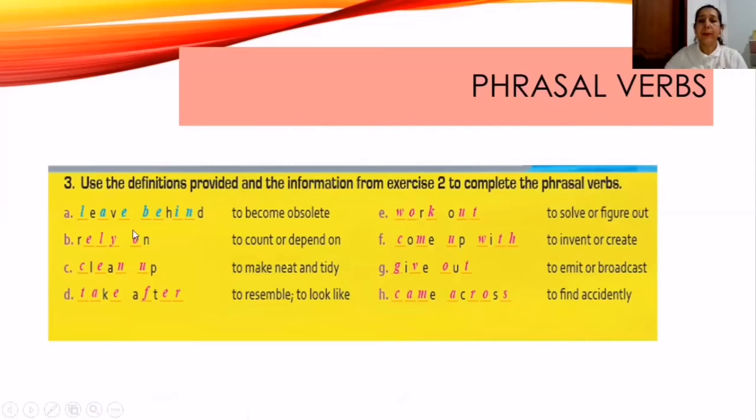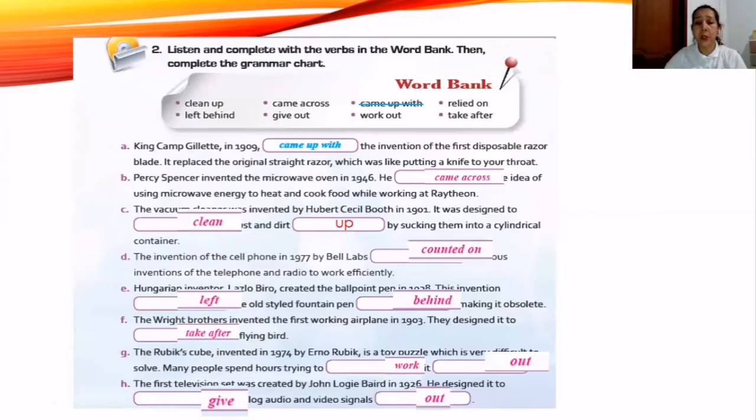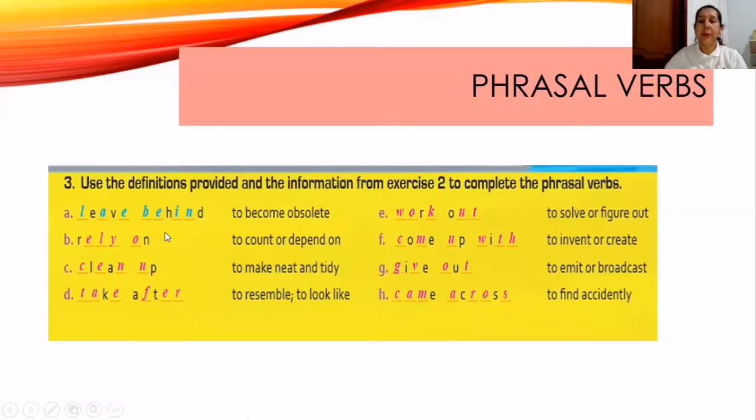In this case, students use the definition provided from the information in exercise 2 and complete the phrasal verbs. Here we can use grammar translation, because most of the time the same phrasal verb has many different meanings. So students have to learn by heart the meaning of each phrasal verb related to technology.